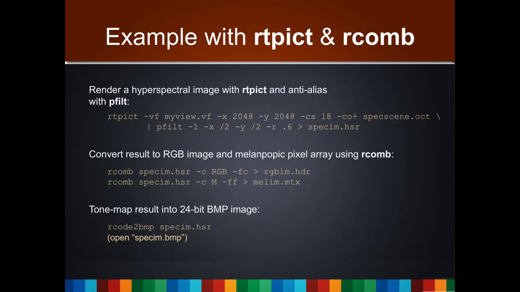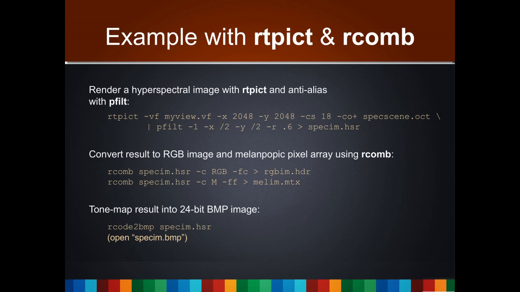So here's an example using RT-pict with RComb. To make a hyperspectral rendering with RT-pict, you basically use all the normal RPict options, calling RT-pict instead, and then you have this -CS. Here I'm doing 18 spectral samples over the standard visible wavelengths, and saying -CO plus, which means I want the full color output, which means spectral in this case.